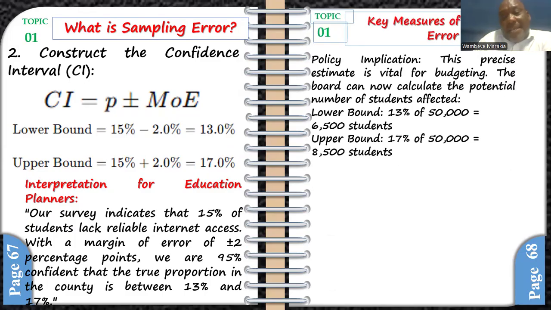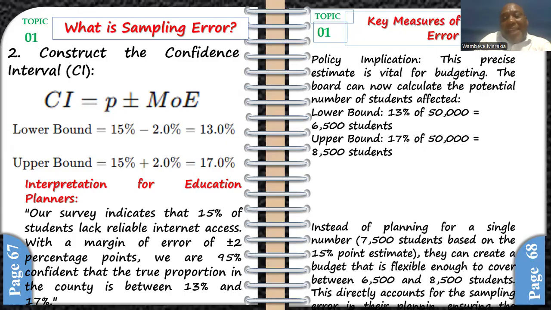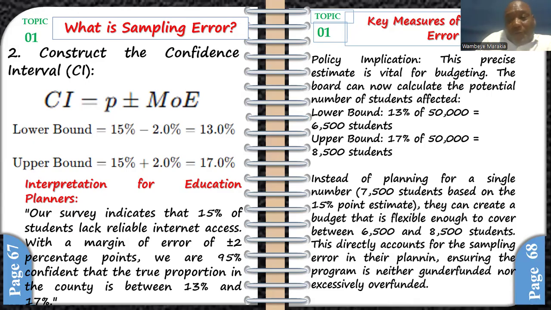For policy makers, the policy implication of this statement is that the precise estimate is a guide for budgeting. The board can now calculate the potential number of students affected. At the lower end is 13% of 50,000, which is 6,500 students. And the upper bound is 17% of 50,000, which is 8,500.